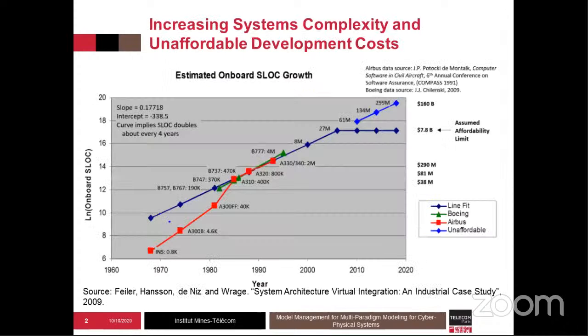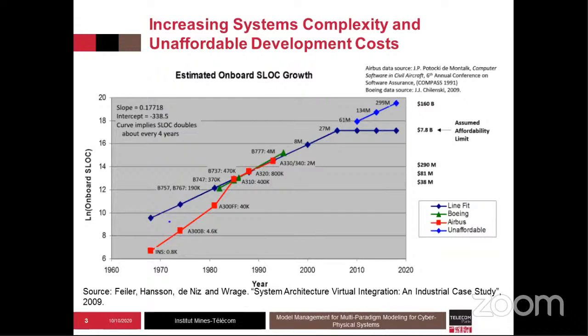So this thing about model-based engineering starts with a problem that you can see very well in the avionics domain. This is a plot of the number of onboard lines of code that you find in commercial airplanes, for both Boeing and Airbus, as a function of the years. This is a log plot, and if you look at the slope of the line, you find that roughly the number of lines of code in airplanes is doubling every 4 years.